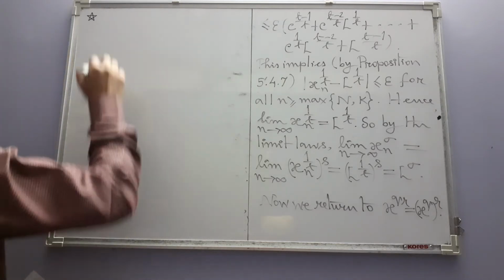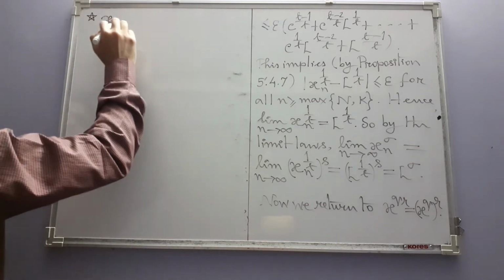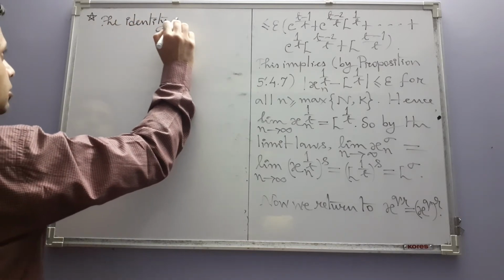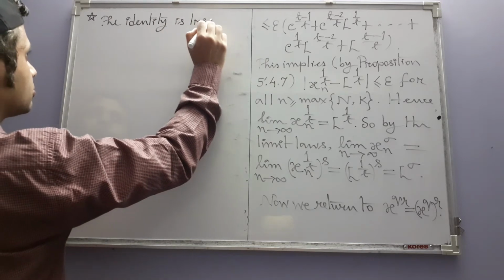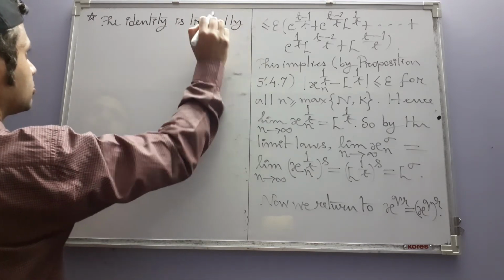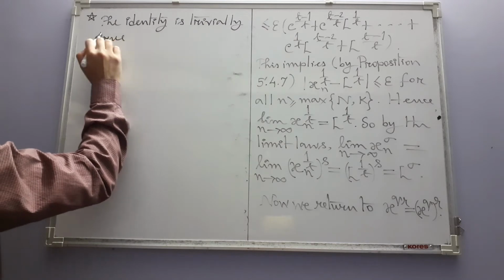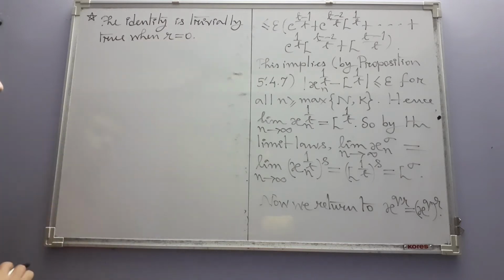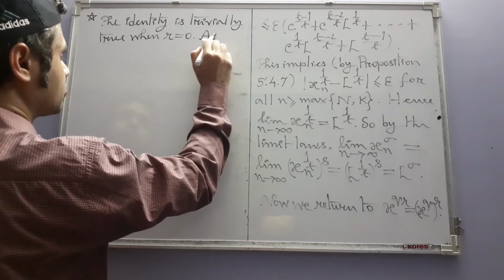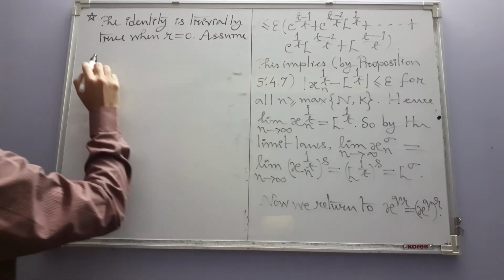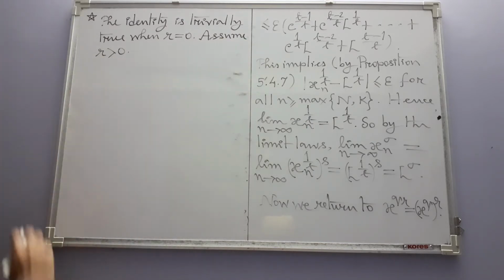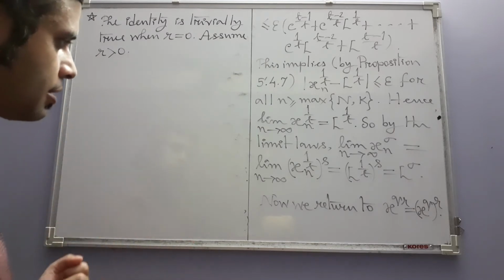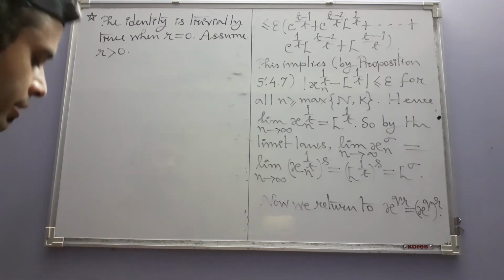The result is trivially true, or the identity is trivially true when R is equal to 0. So let us now assume that R is greater than 0. There of course would also be the case where R is less than 0. We will deal with it afterwards.